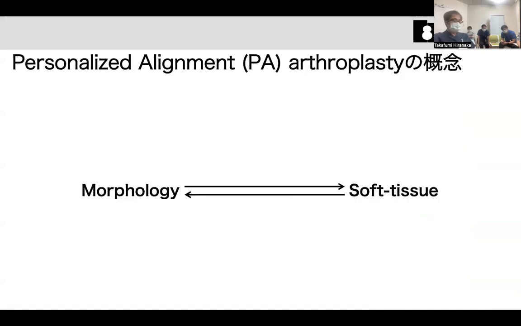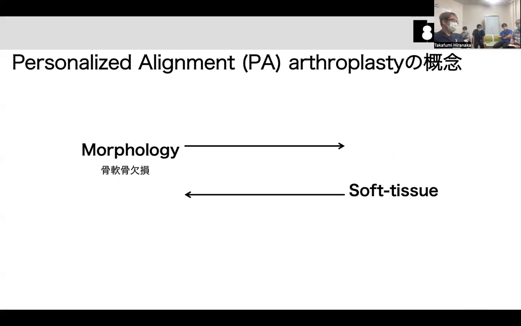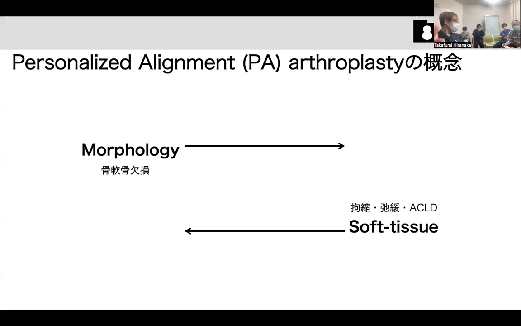Okay, so this is my new graph. In the pre-disease condition, the morphology and soft tissue correlate with each other. Morphology decides soft tissue balancing, and soft tissue balance decides the morphology. So please imagine a forward linkage model. But in osteoarthritis, morphology can change due to bone defect or cartilage defect. On the other hand, soft tissue can change due to contracture, looseness, or ACL deficiency. So after that, morphology and soft tissue can separate.